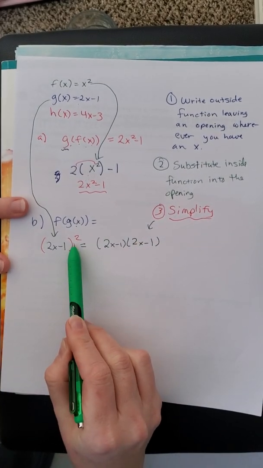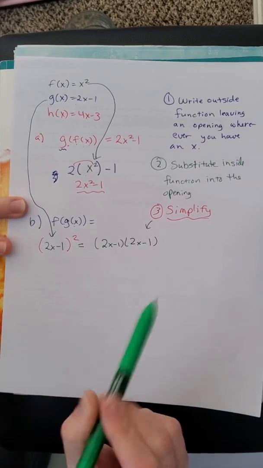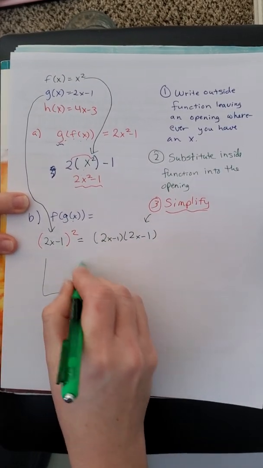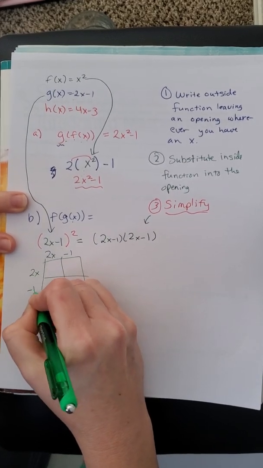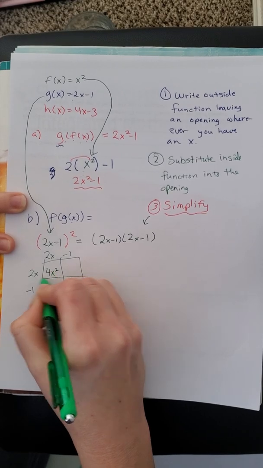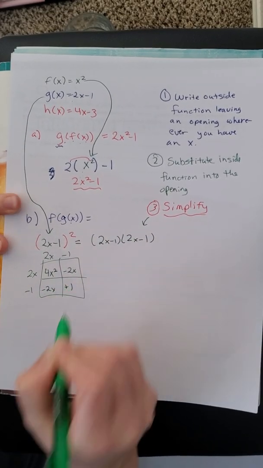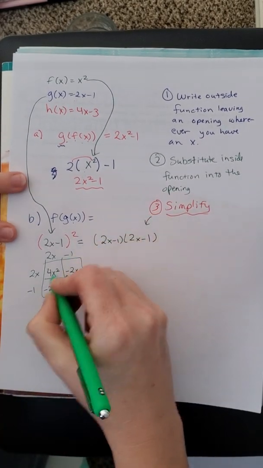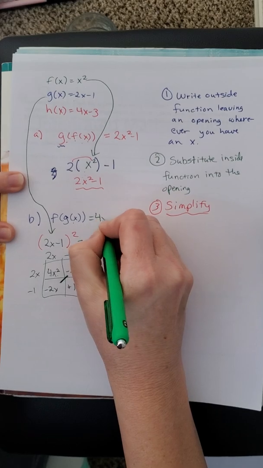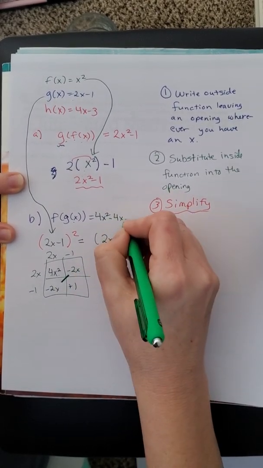Remember last semester when we squared a binomial, you have to rewrite it like this. And then you can use a generic rectangle to multiply your 2x minus 1 times 2x minus 1. That's 4x squared minus 2x minus 2x plus 1. And then combine like terms, they line up right there. So this would be 4x squared minus 4x, watch your signs, and then plus 1.